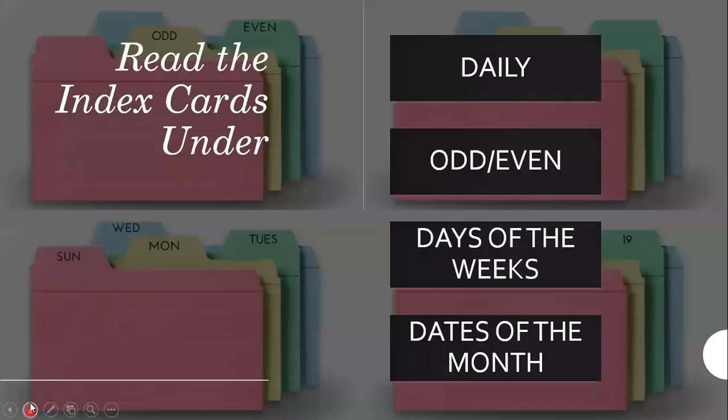Okay, so what do you do each day? You move the daily back to the next tab, either odd or even. Once they've memorized that, you move it back to the days of the week tab, Monday, Tuesday, Wednesday, Thursday, Friday, Saturday. Once they have it memorized, you move back to the next tab. So you're always moving it back a tab.